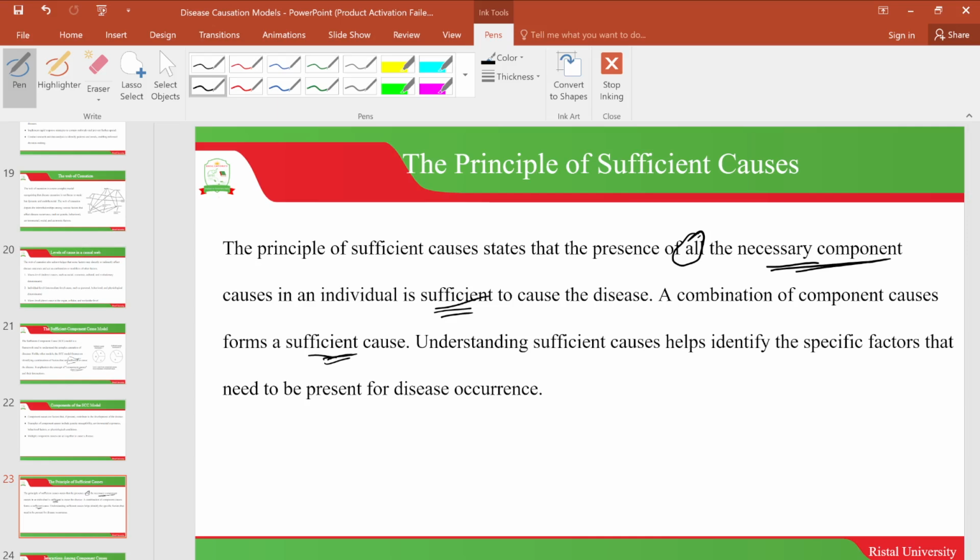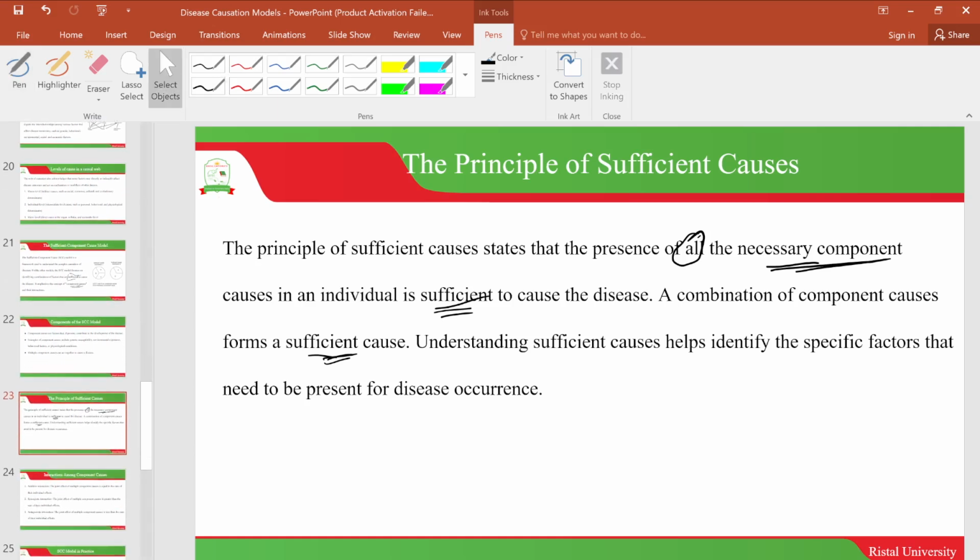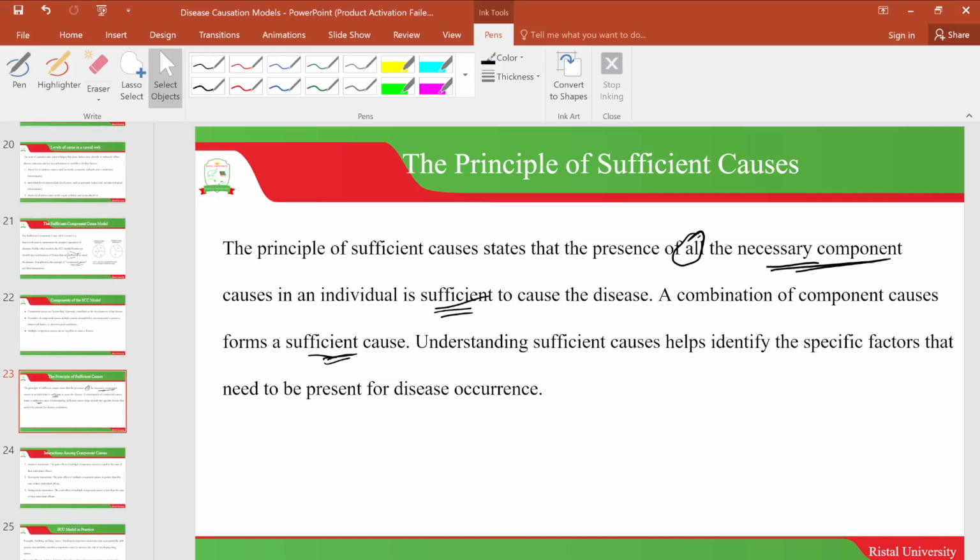So we have the necessary component, which we said in our earlier discussion must be there. In this case, all these different factors have to be present to form a sufficient cause, and when we have a sufficient cause, then the disease will happen. So that is the sufficient component cause model.